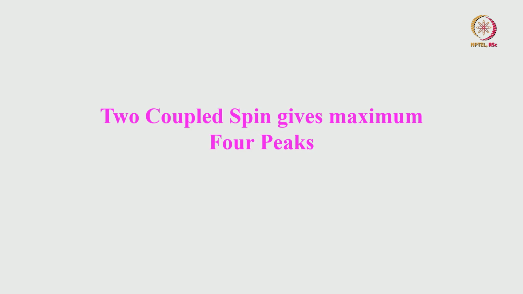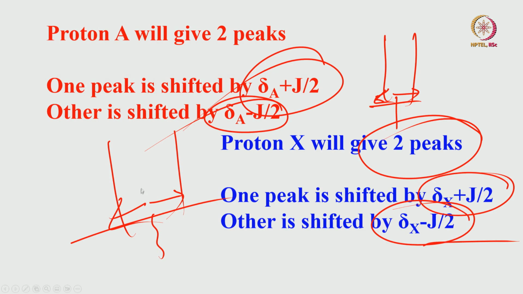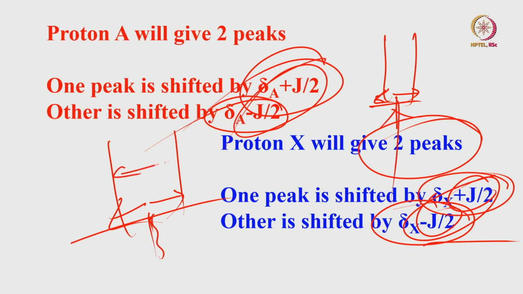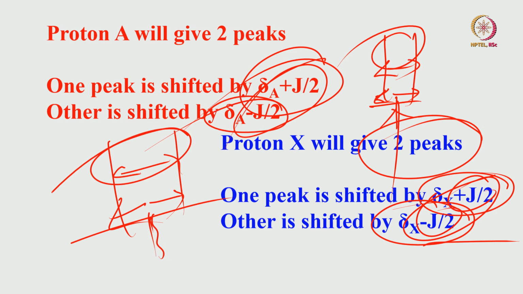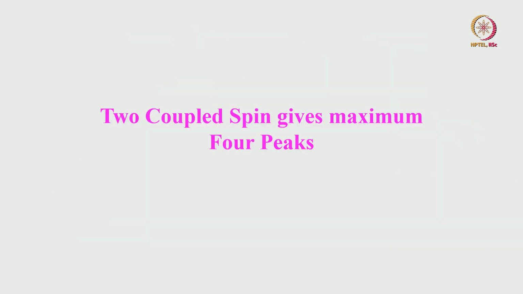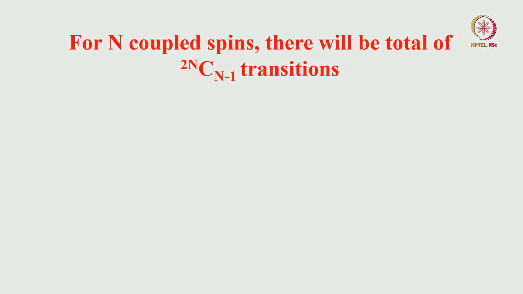The center of this doublet gives me the chemical shift of A, and the center of the other doublet gives me the chemical shift of X. The separation, as I calculated, is exactly plus J/2 and minus J/2, so if you take the difference, you get J_AX. Similarly for the other doublet, you get J_AX. So when two protons are coupled, one doublet gives you the chemical shift of A, the other gives you the chemical shift of X. The separation always gives you J_AX, whichever doublet you take. That is what I said: 2 coupled spins give a maximum of 4 peaks.